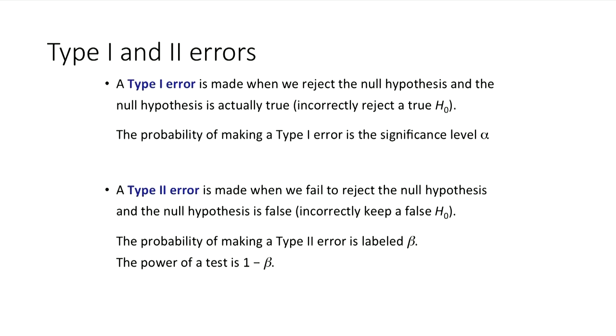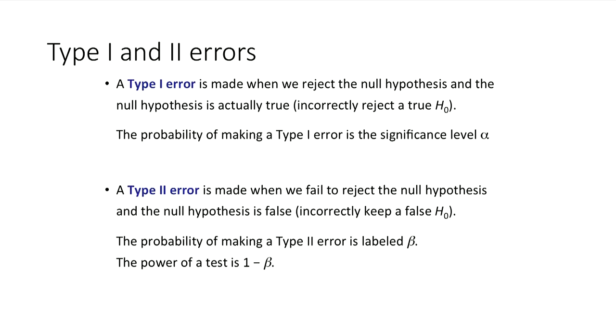Now, we can make two kinds of errors. One type of error is what we call type 1 error. And this is made when we reject the null hypothesis, but the null hypothesis is actually true, or we incorrectly reject a true null hypothesis. This would be similar to incorrectly declaring someone not guilty when they actually committed the crime. And we oftentimes label type 1 error as the significance label alpha.